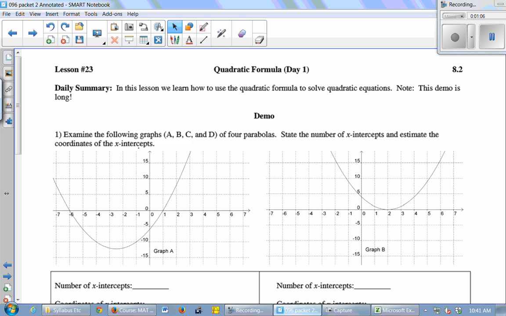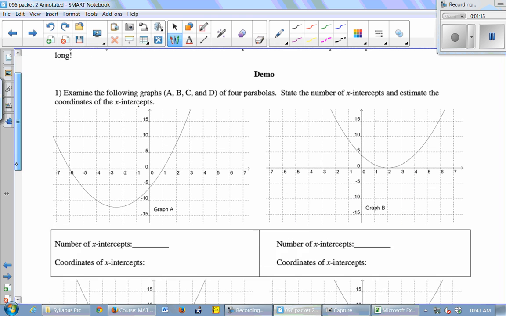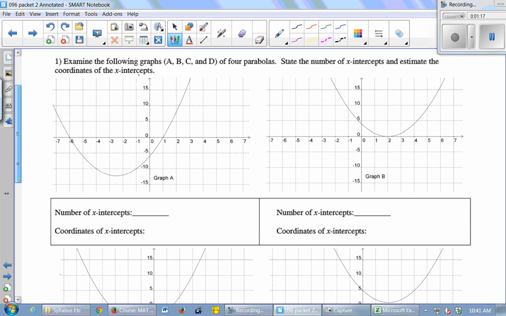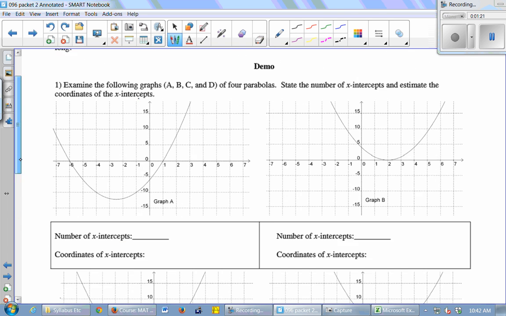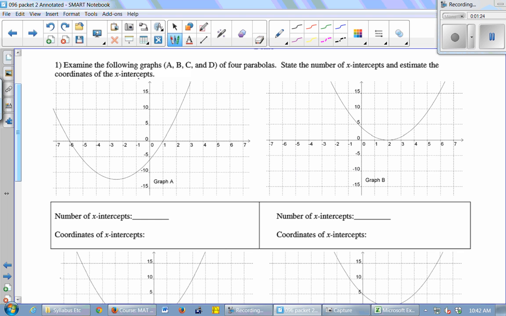Okay, so today we're going to learn how to use the quadratic formula to solve quadratic equations. So this demo is a little bit long, so you're going to have to bear with me here. Here I've got 4 graphs, A, B, C, and D, right? Of 4 different parabolas. And this is what we learned how to do last class. We were graphing parabolas. Okay.